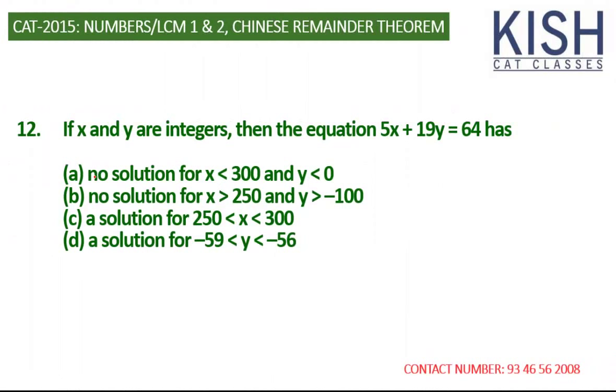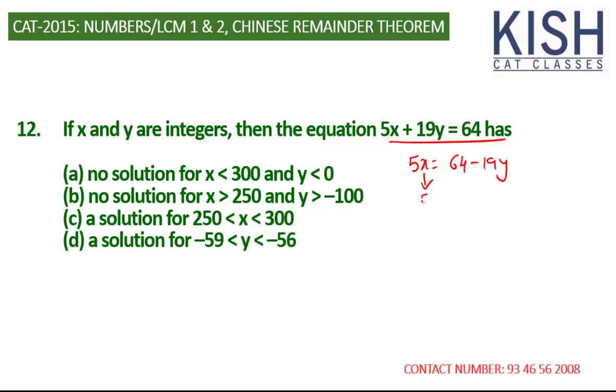If x and y are integers, then the equation 5x plus 19y minus 60 equal to 64 has. Again, this is the application of the LCM method, which is the Chinese remainder theorem. So we can write this as 5x equal to 64 minus 19y. Now here it's not plus y, it's minus. What value? That's what we need to find.